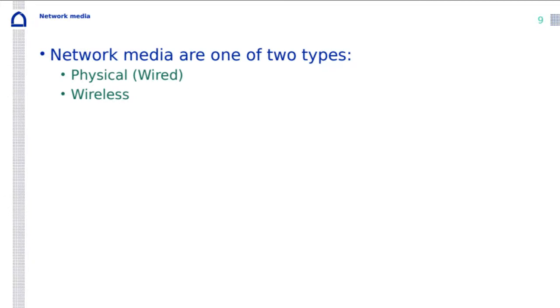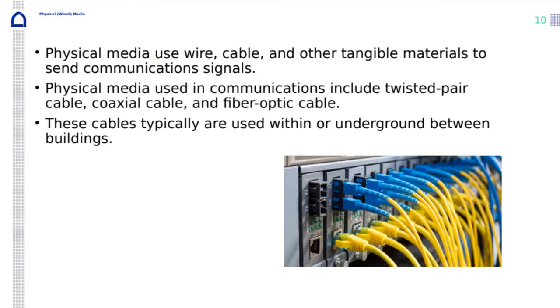Network media or cables, we have physical, which is wired, or wireless. Physical media use wire, cable, and other tangible materials to send communication signals. So they are physical materials, such as twisted pair, coax cable, fiber optic cable. And usually we use them for the underground between buildings.